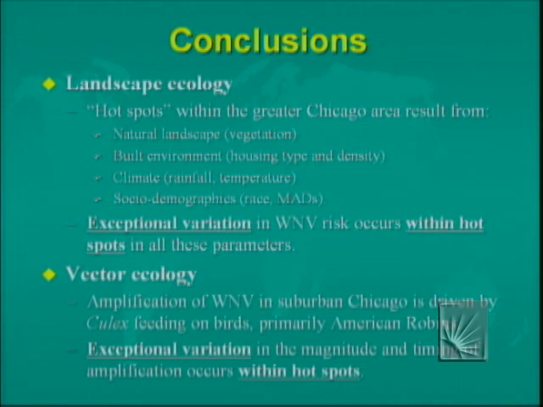I didn't go into too much detail, but one of the most interesting things we found in this study is that even within these relatively small hotspots of maybe 8 by 8 kilometers, there were hotspots within those hotspots. And we really had to look not only at natural landscape and the built environment and the climate, but also at the socio-demographic area. There was really, we term it, exceptional variation in the risk within the hotspots in all of those parameters. If you talk about the vector ecology, there was real heterogeneity in the magnitude and timing of amplification of the virus within the hotspots that we studied.